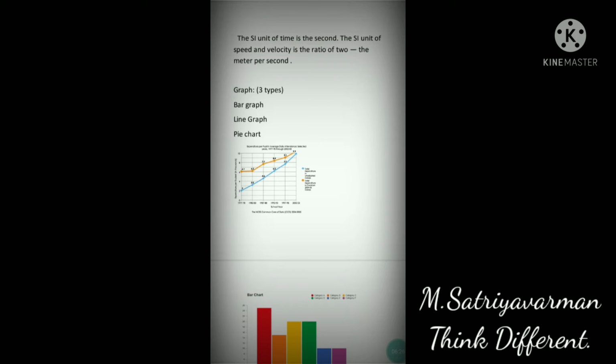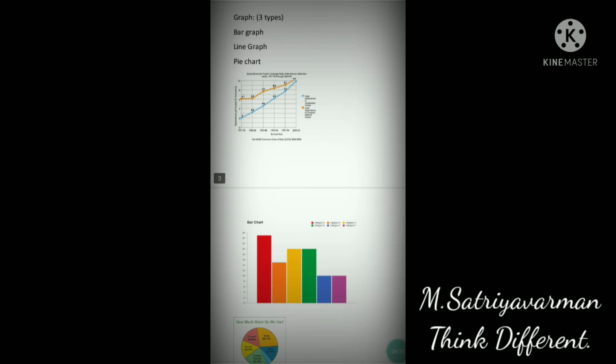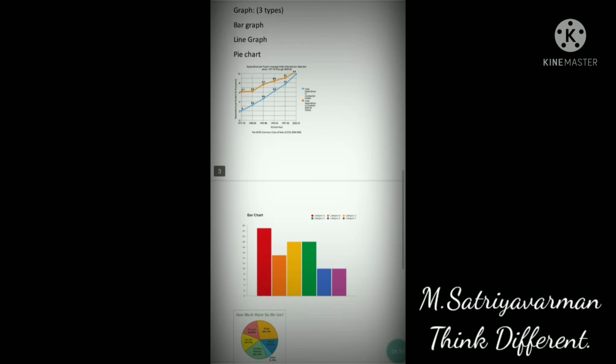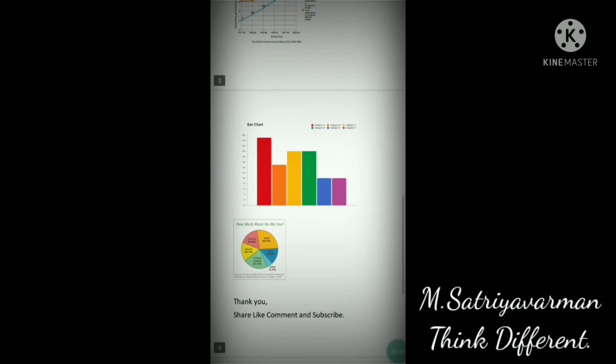Next we are going to see about graphs. We know what a graph is; in maths we use graphs. In physics we have three types of graph. First one bar graph, second one line graph, third one pie chart. Now let me just tell you the basics of these graphs. We will see this in the next videos. First one, bar graph. A bar graph is nothing but the second image, as I have given you.